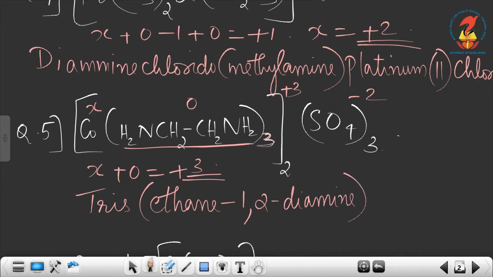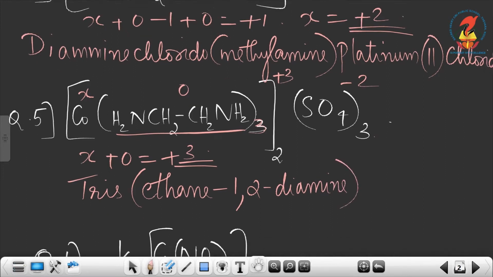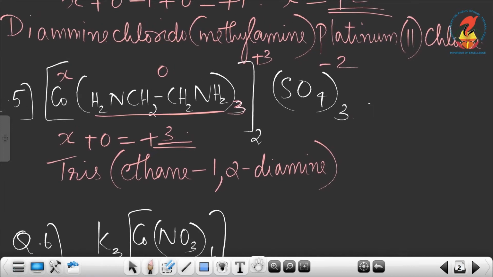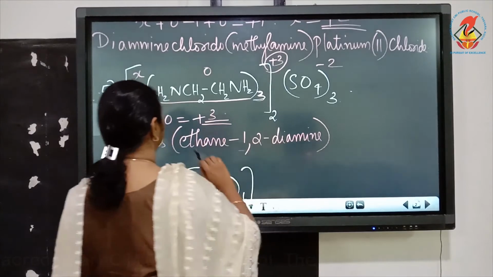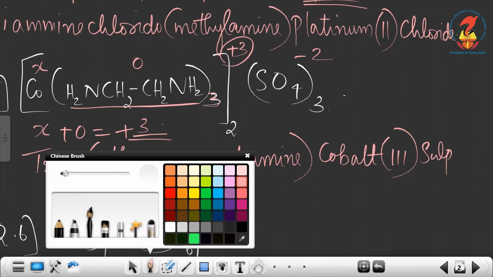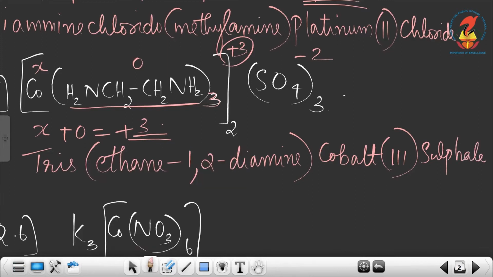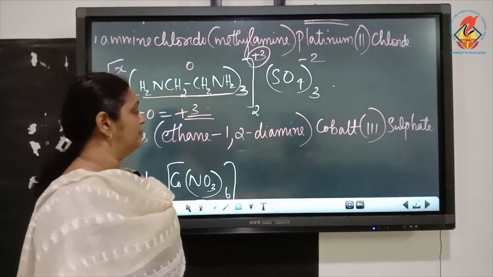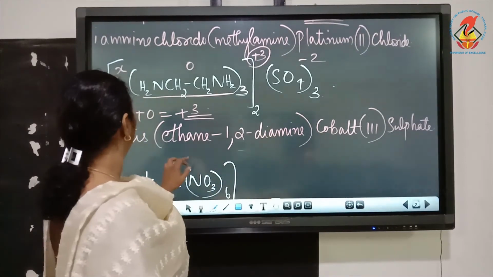Close the bracket. Now no more ligands. We have the central atom as cobalt. To write the name of the central atom, we should check the charge on complex. It is positive. So cobalt is written as such. So cobalt, followed by the oxidation number, which is 3, and the counter ion, that is sulfate. No need to write trisulfate, it is just sulfate. So this is the IUPAC name of the compound.